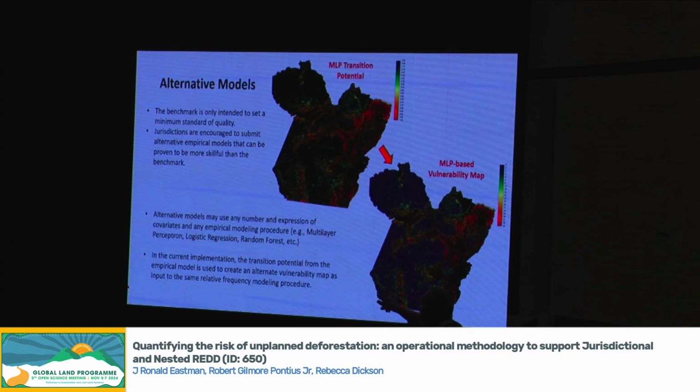In the current implementation, once you have an alternative model, so here, for example, I've taken an MLP transition potential as a neural network model, based upon a whole series of different empirical covariates. Then we take that and use it as the basis for creating a new vulnerability map. So we use that instead of the single variable of distance from non-forest. Now we use the output from the neural network to develop a new 30 zone map, and at that point it goes through the same process.